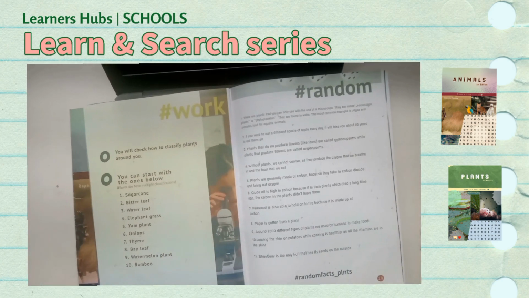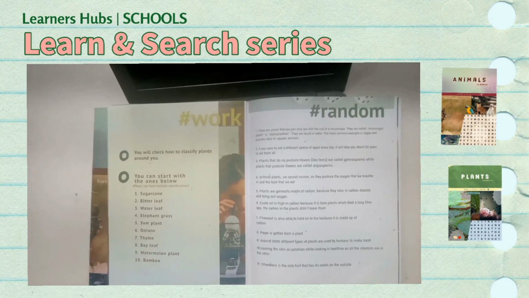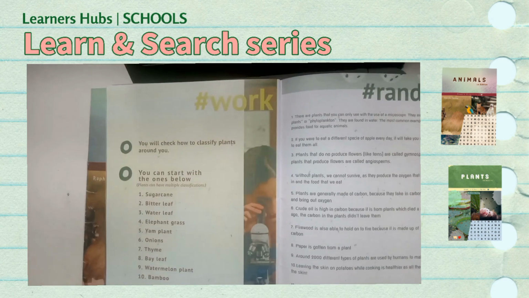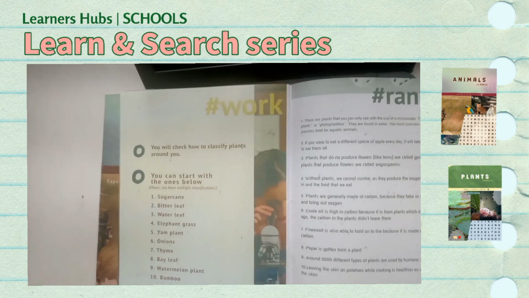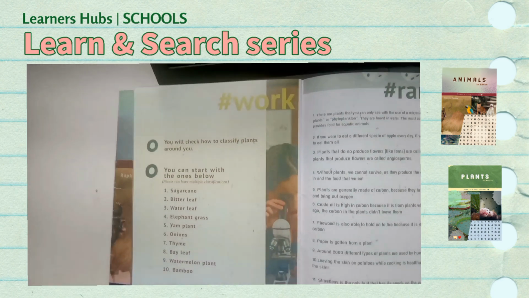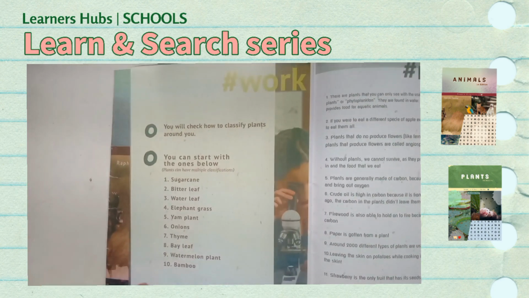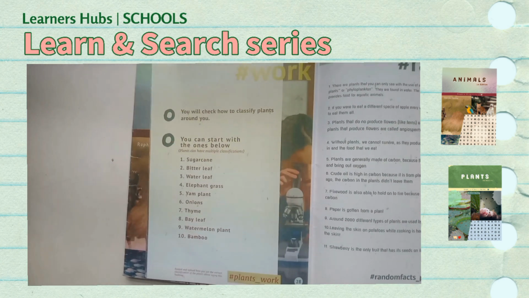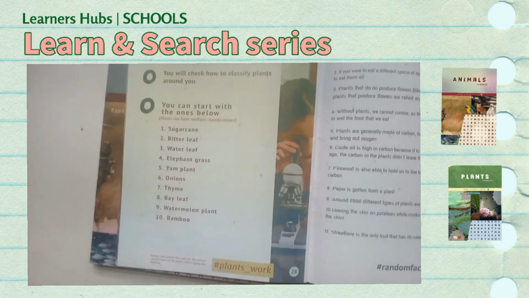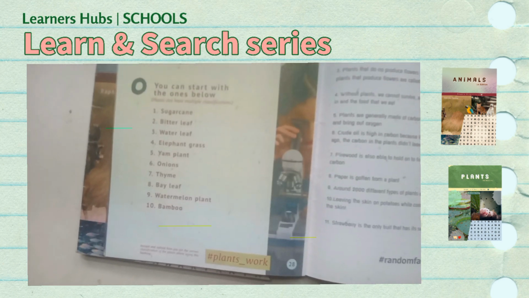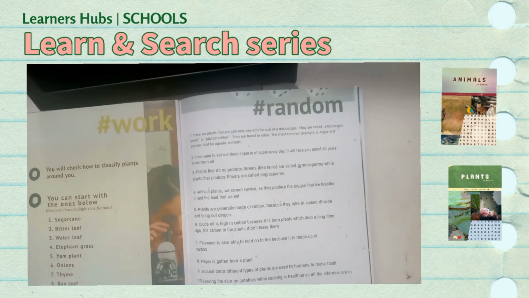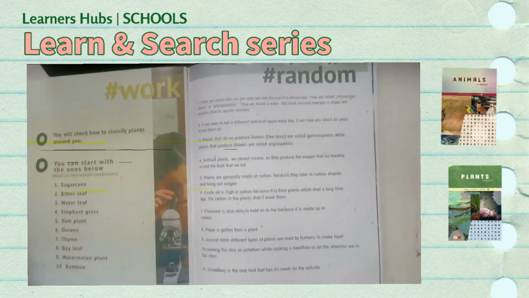Additionally, each book in the series has two important sections that you might really love. First is the work section, where you can go around your area and classify things based on what we've discussed in the book so far. Here we've listed some examples of plants and you can do some work to find out where you can classify them. For every work you do, you can record your progress and use this hashtag to upload it online. There's also the random section where we include random facts about what we discussed.